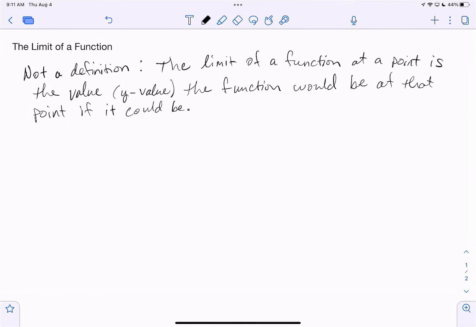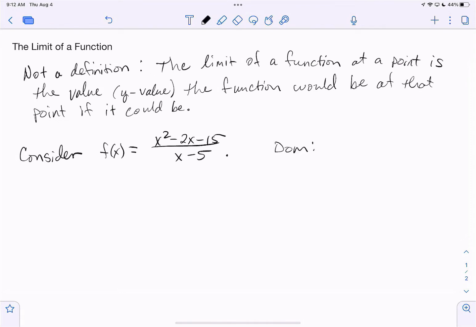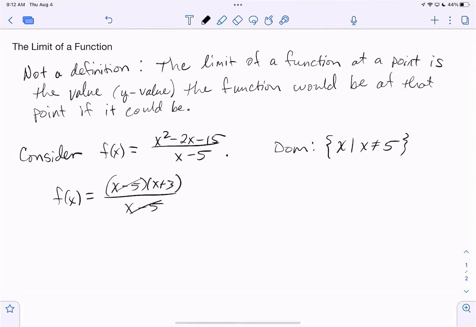To understand what I'm saying here, let's consider f of x is equal to x squared minus 2x minus 15 over x minus 5. Now this is a rational function, and we can see that the domain is the set of values x such that x does not equal 5, because 5 would zero out the denominator. We can also see that the numerator factors, and so we can simplify this expression. We can factor the numerator into x minus 5 times x plus 3, and then with the denominator of x minus 5, the x minus 5 divides out.